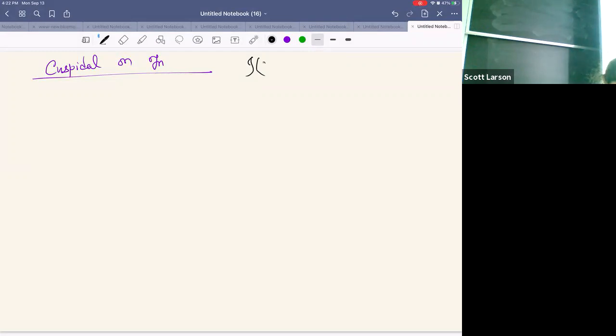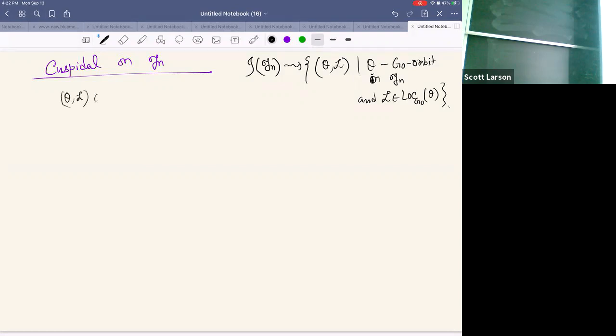Okay, so again, IGn is the collection of pairs (O, L), where O is now a G0 orbit in Gn, and L is a local system on O. So here a cuspidal pair (O, L) is cuspidal.